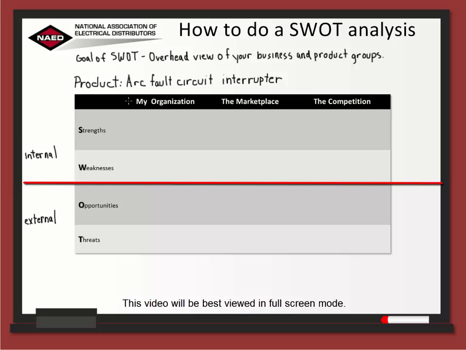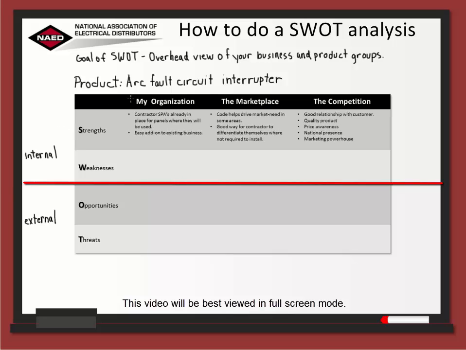Starting with strength and my organization right here. Your strengths in your organization may look like this: contractor SPAs are already in place for panels where they'll be used. Plus, it's an easy add-on to existing business. Strength in the marketplace, you may write something like this: proper code is helping drive the market need. And it also may be a good way for the contractor to differentiate themselves.